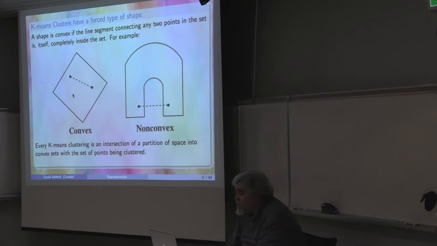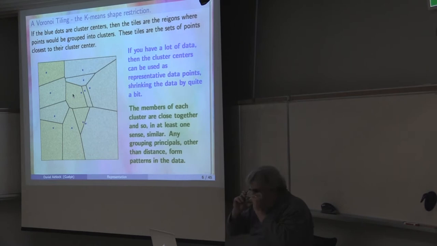Every k-means clustering is an intersection of a partition of space into convex sets with the set of points being clustered. So what I did was make a sort of cobblestone tiling: assign a point to the cluster center it's closest to, but do it for every pixel in the image. And then for the things that are ambiguous, trim them black so they look like grout in between the tiles. If the blue dots are the cluster centers, the tiles are the regions where points would be grouped into clusters. So you take your data and you just intersect it with that, and that's the cluster things get assigned to.